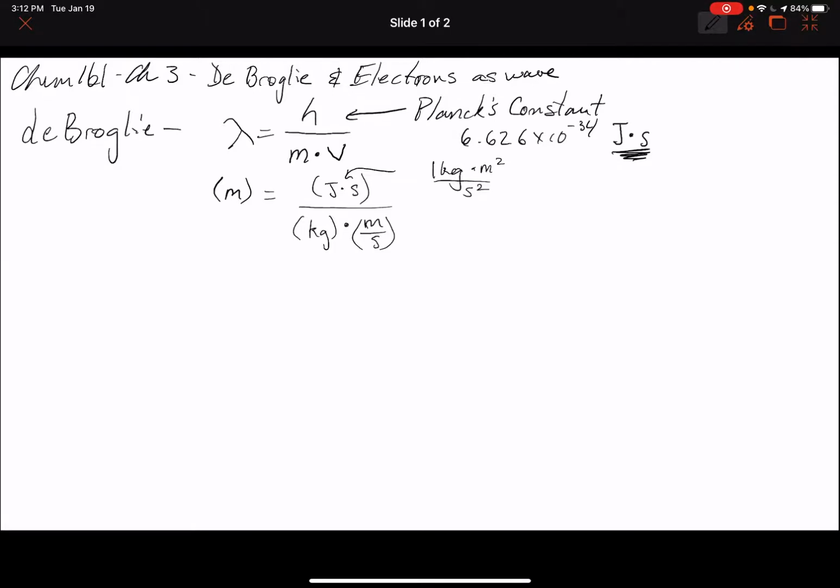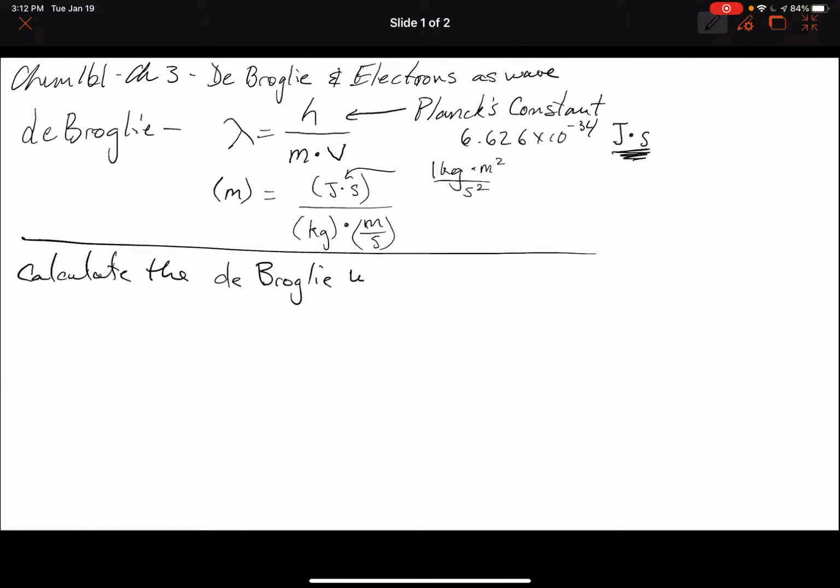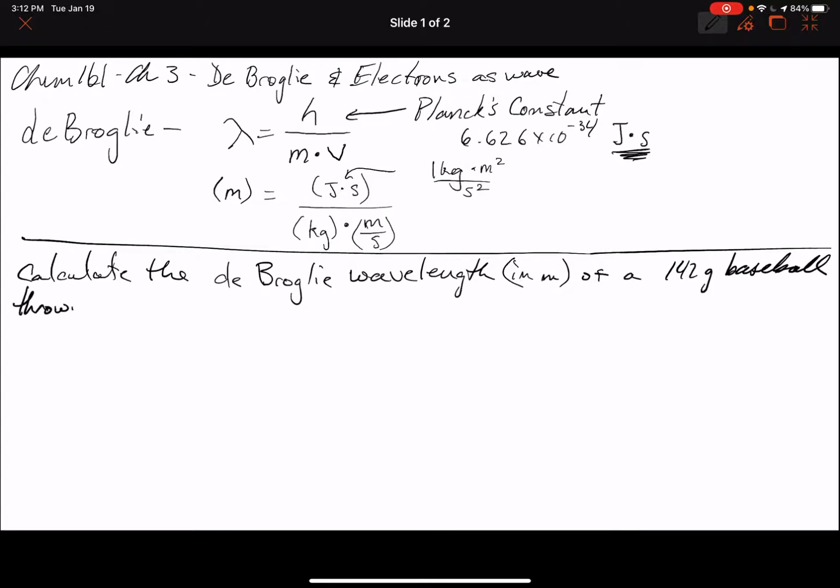Okay, so let's take a look at an example here. The example might say, calculate the de Broglie wavelength, okay, we'll say in meters, of a 142 gram baseball thrown at 44 meters per second, which is close to 100 miles per hour, typical of a pitch in the big leagues.